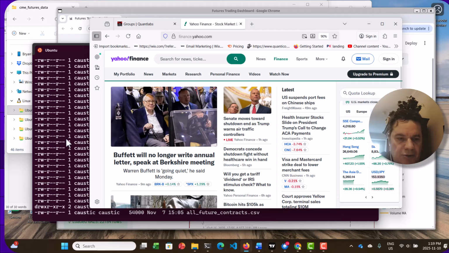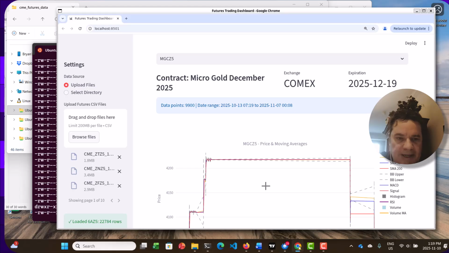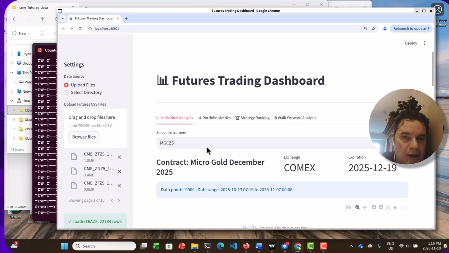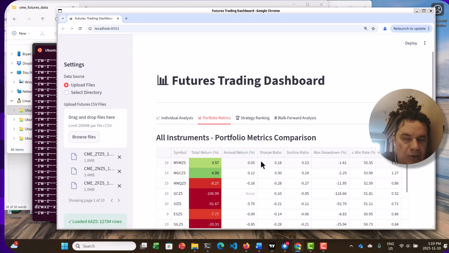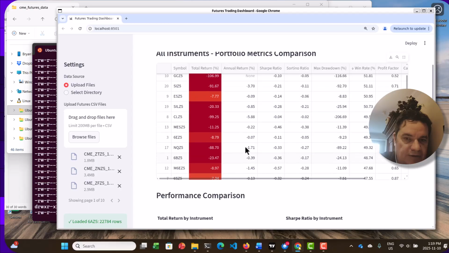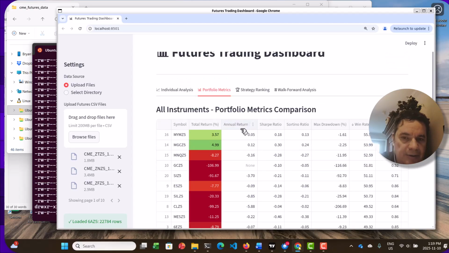So let me show you our application here. This is the same dashboard I showed in my last video. You can see here all the data I've loaded in from today, November 10th. And these are the outcomes. Right now with the portfolio out of 48, I'm assuming, or even 20 plus, whatever it is, total return over the last couple of weeks since the 13th, there's only been two positive assets. So we're looking at micro gold and Dow Jones.